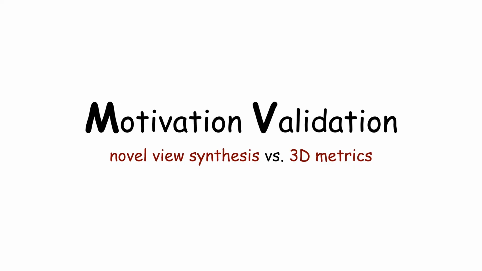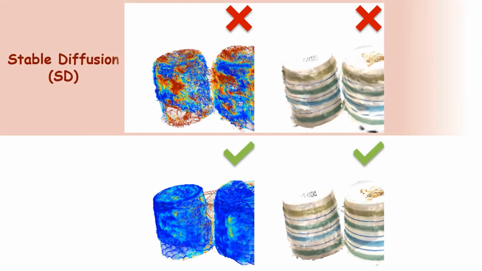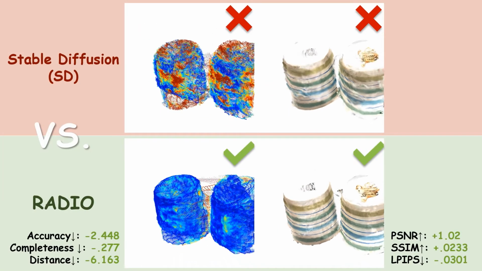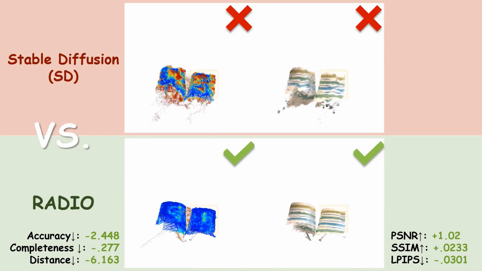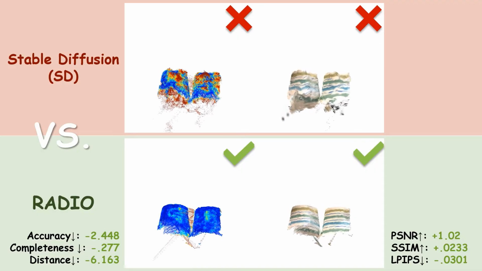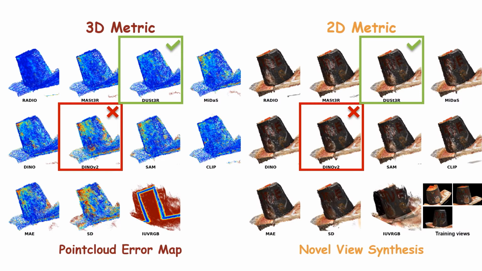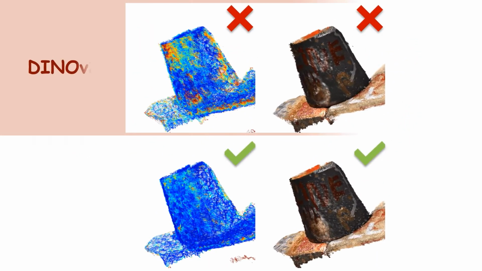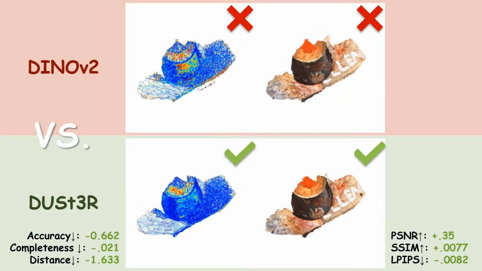Before diving into extensive analysis, let's validate our key motivation. Is novel view synthesis equivalent to 3D metrics? We conduct experiments on the DTU dataset, which has dense point clouds as 3D ground truth. We compared novel view synthesis results with point cloud error map. Note that good rendering quality reflects the low error map, and vice versa. It shows that 2D metrics align well with 3D metrics, supporting novel view synthesis as a proxy task for 3D evaluation.